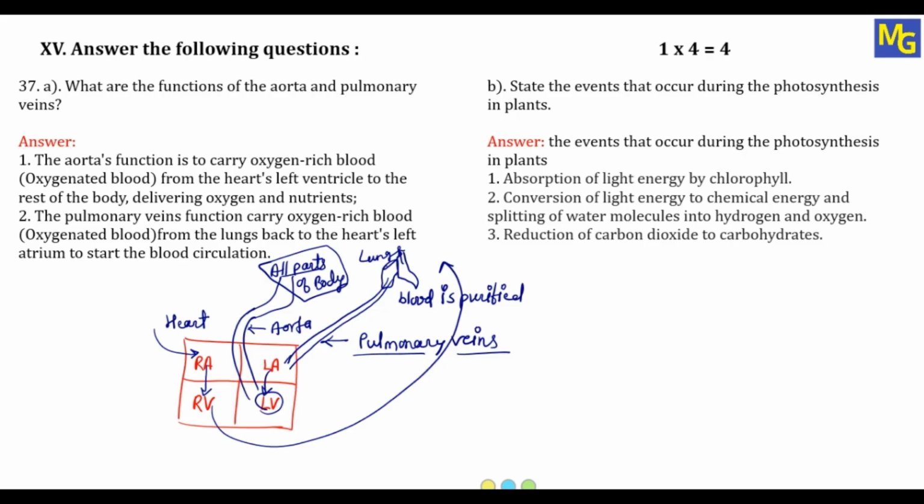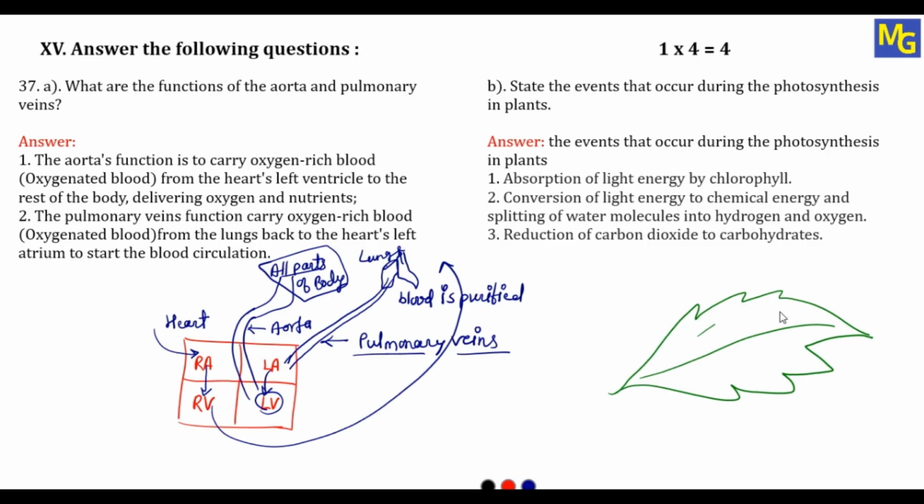Let me explain with the help of a diagram. So here I will draw one leaf. So this is the leaf. I'm drawing this leaf to explain this answer. So see, this is the leaf. Now the leaf has the green-colored substance everywhere, and that is nothing but chlorophyll.